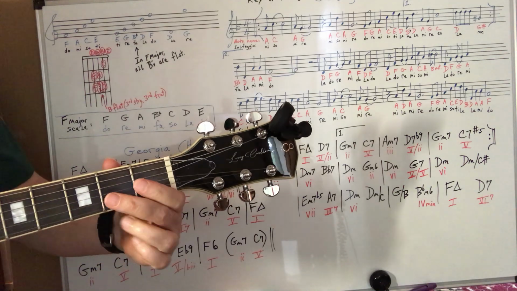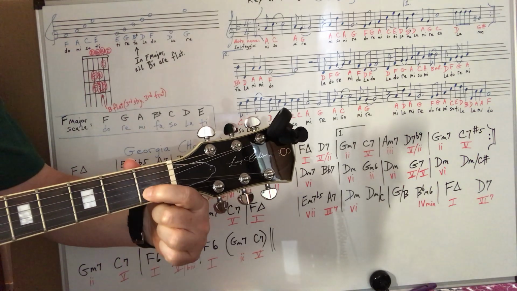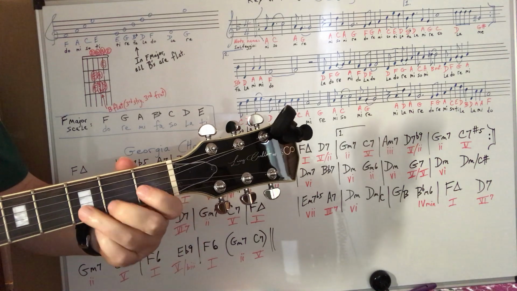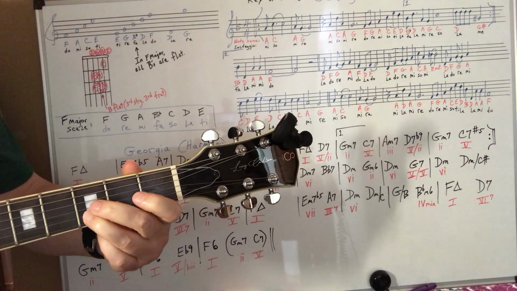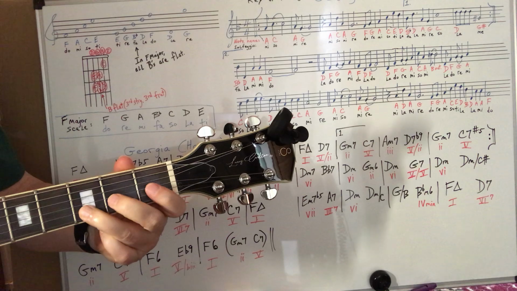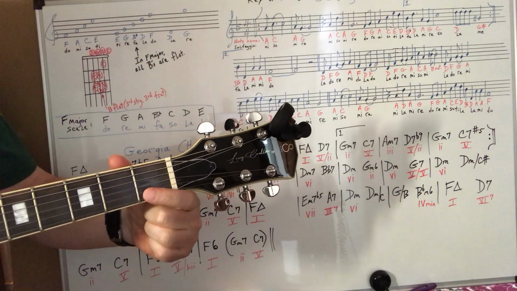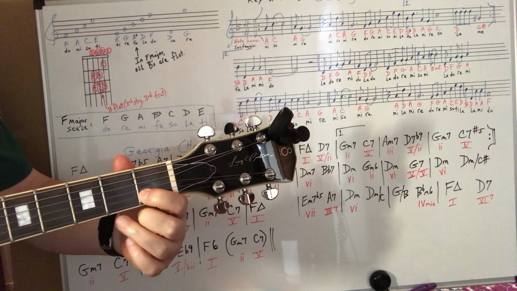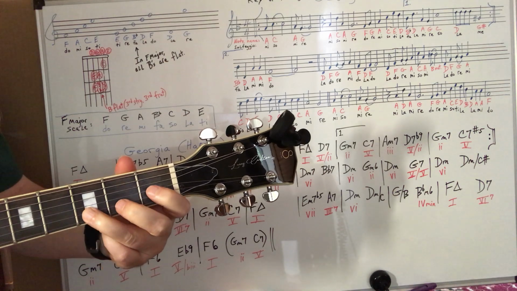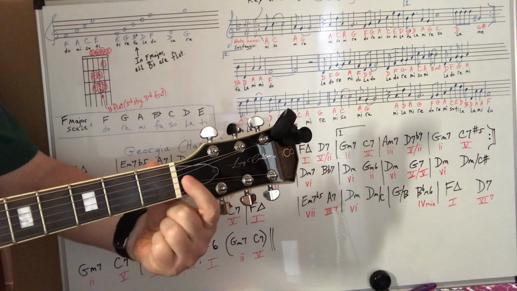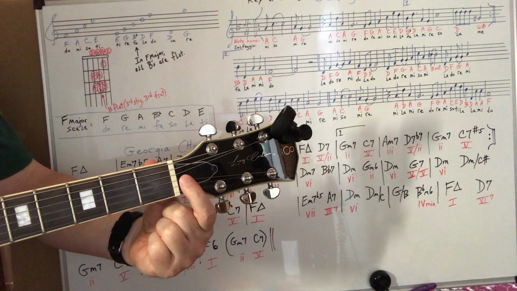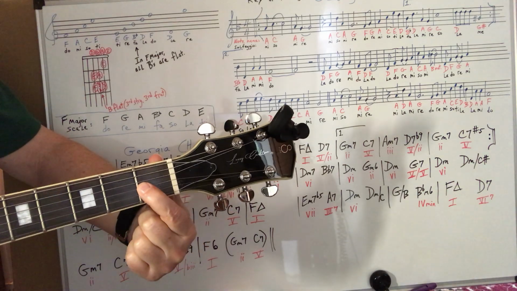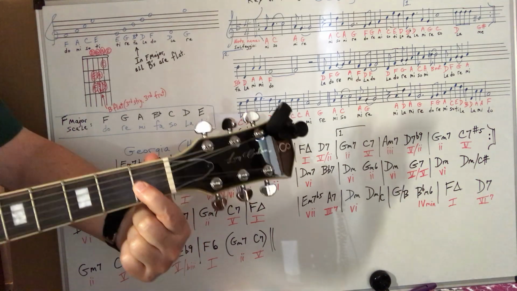F, G, A, C, open E, D, B flat, D, A, G, C sharp. So the G open, you could picture being here. The tune throws in a G sharp there. Okay.